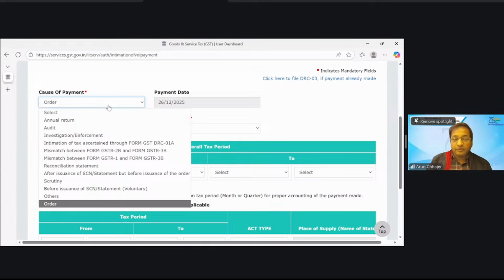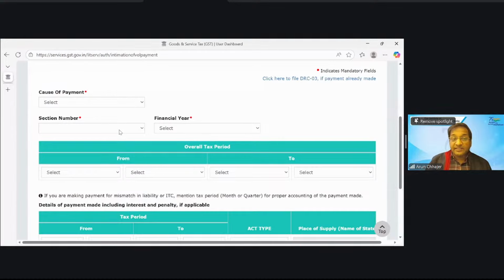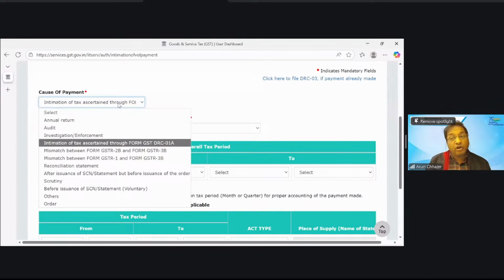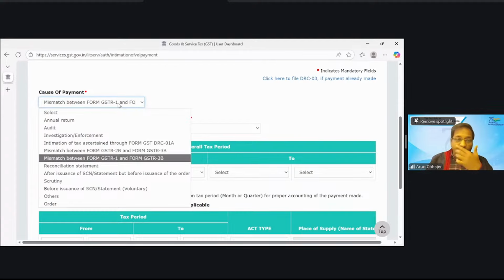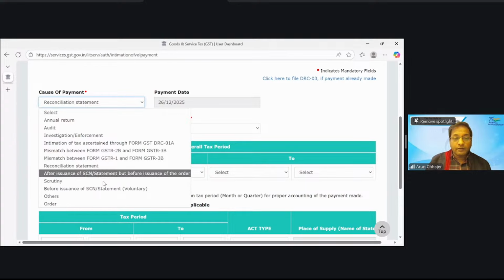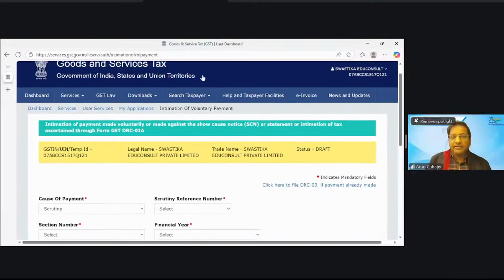Let's say it is before issuance of the show cause notice. Once I select before issuance of the so-called notice, the notice has to be there. If the notice is not there, then it will not allow. Okay, mismatch between GSTR-1 and 3B. Which section is there? So likewise, you have to make the payment. So this is the part where we can see.